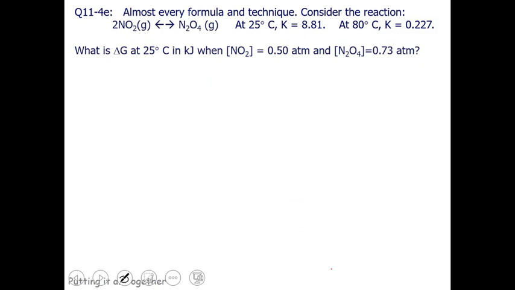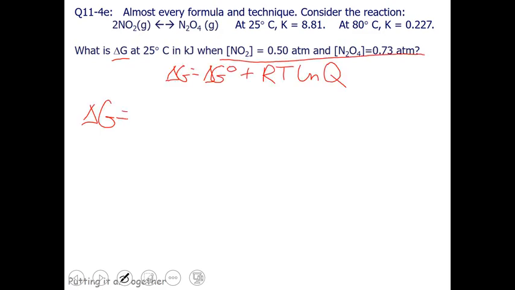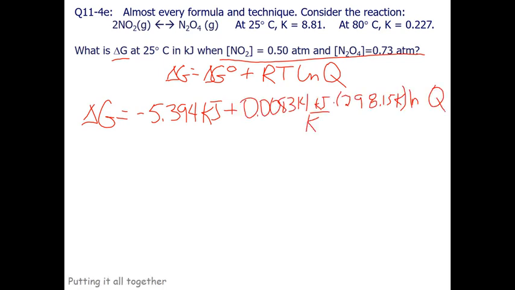And finally, we'd like to know the free energy change not at standard state under these conditions that have been defined. So I remind you that delta G is equal to delta G naught plus RT natural log of Q. So delta G is equal to that minus 5.394 kilojoules that we got in part A for the reaction at 25 degrees Celsius. So this is a simple matter of adding R times T times the natural log of the Q value that we got in part D. So you should be able to solve that.